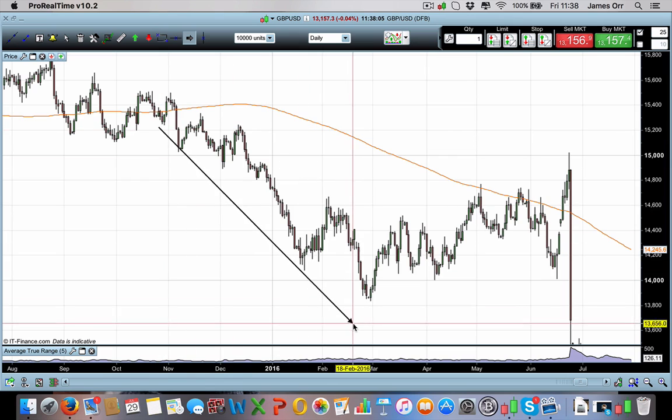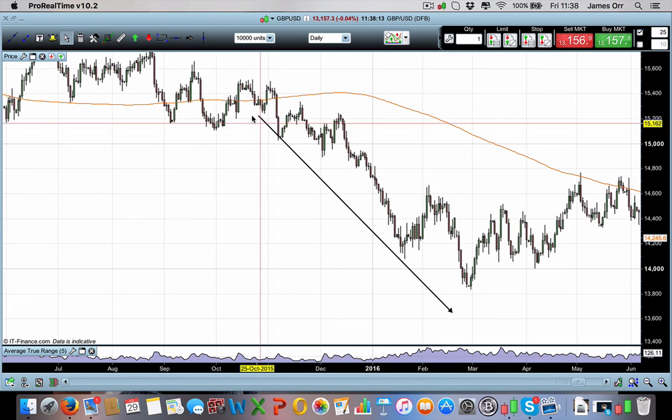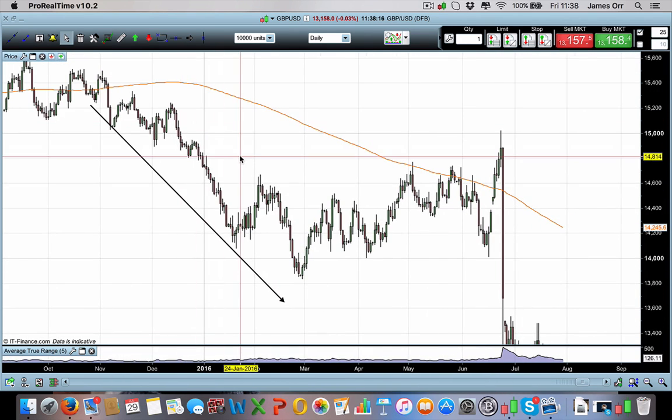So the market is downtrending, we chop sideways, and then once again we come back into a downtrend. So this is the 5th of November 2015. The market had a slight period of moving sideways, and then it got back into a downtrend.